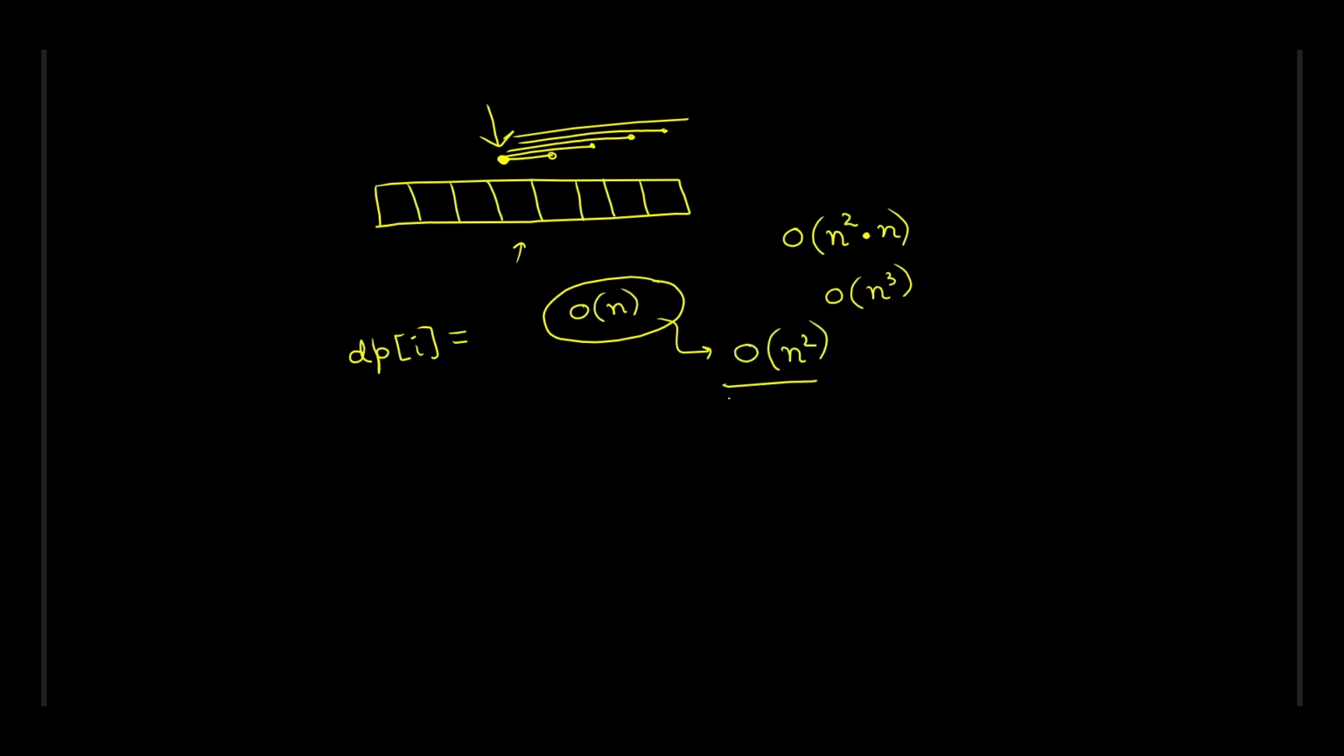But since I mentioned that n can go up to 10 to the power 5, we need a solution that is faster than O of n square, something like n log n or n log some big value. Okay.